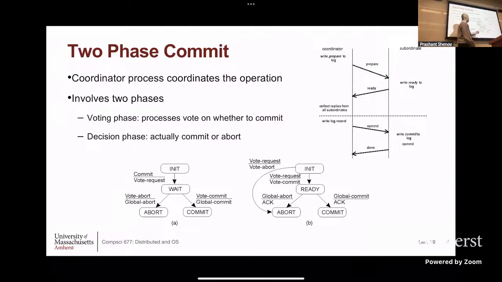That's because everyone could have voted to commit. The coordinator could have said the decision is to commit, it commits, but the messages don't go out because it crashed before the message left the machine, right? So now the coordinator is in one state and all the participants might end up in a different one. That's something you don't want.